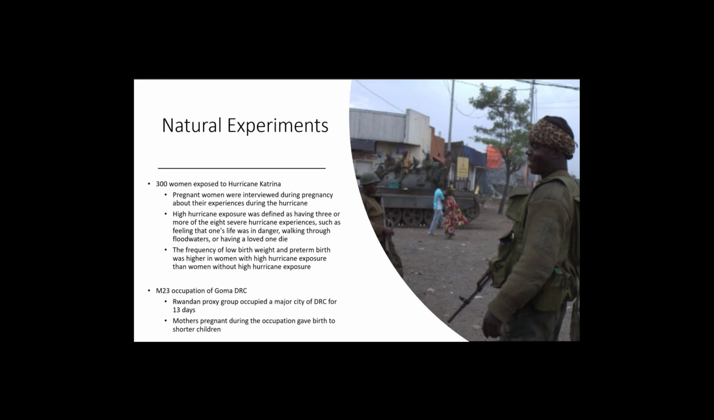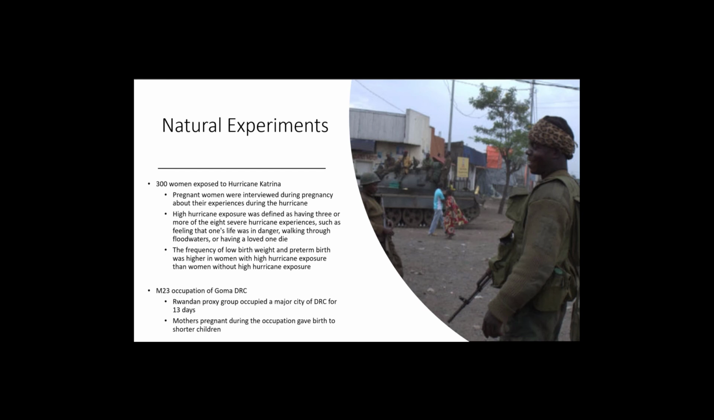The frequency of low birth weight and preterm birth was higher in women with high hurricane exposure than women without high hurricane exposure. So again, the more hurricane exposure, the more your life was in danger, the higher the likelihood that you are going to give birth to a child with lower birth weight or a child that's preterm.